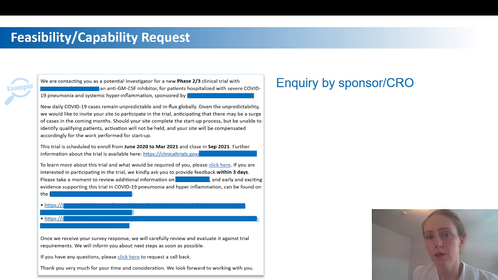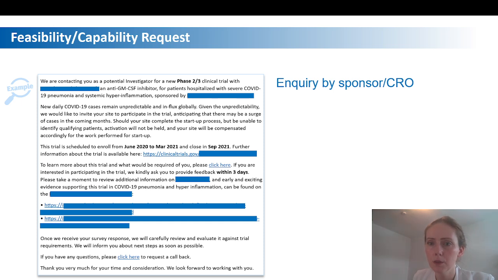One possibility to hear about a new opportunity to conduct a clinical trial as a trial site can be a feasibility request by a sponsor or CRO. On this slide you can see an example of what a feasibility request looks like.